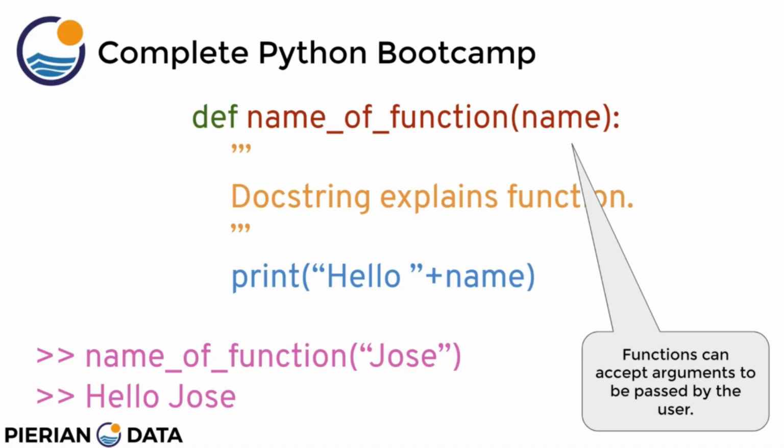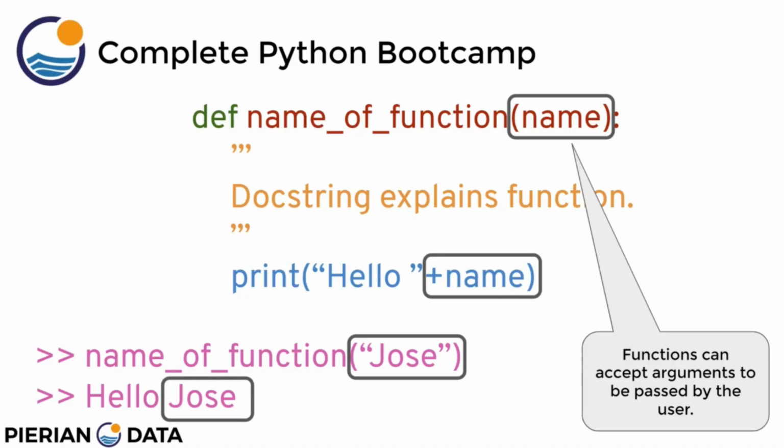Now functions can begin to get more complex, such as actually accepting a parameter or argument, such as name here. So name is just essentially a made-up variable that I decided to use. You can call it whatever you want here, but we'll call it name. And what we're going to do is use this as an argument to be passed by the user.